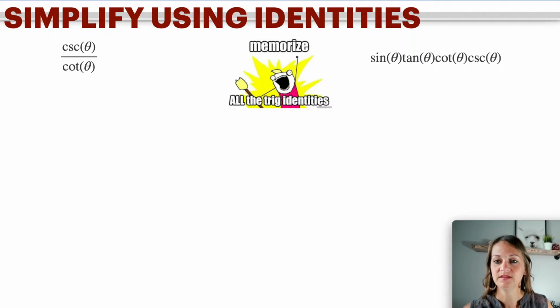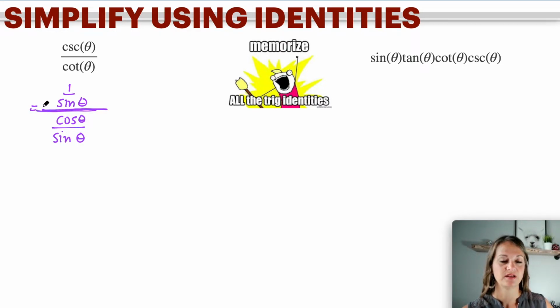For the next one, I'm going to rewrite these. Cosecant is 1 over sine. Cotangent is cosine over sine. Now, you have a fraction divided by another fraction.